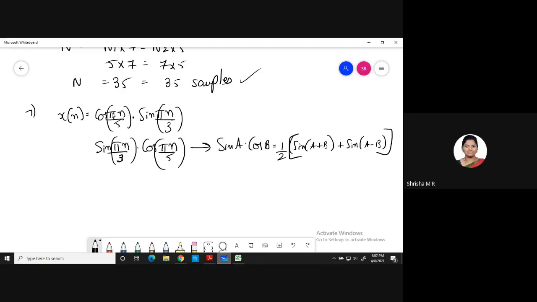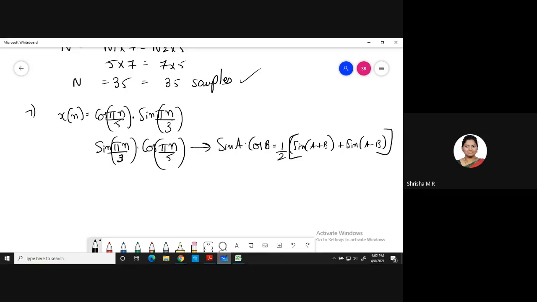Now try getting this x of n in this form. Because if you have multiplication of two signals, or product of two signals, you cannot directly solve for omega 1 and omega 2. That will be wrong. You have to get it in the form of addition of two signals, a composite signal. So try to get it in this form, and later we'll solve for omega 1 and omega 2.